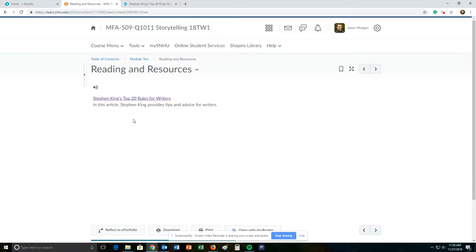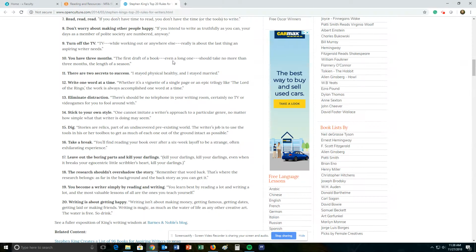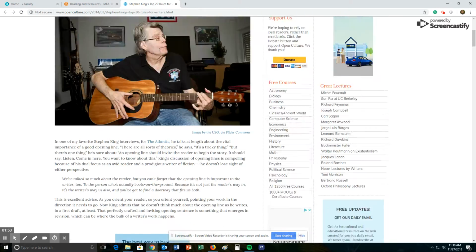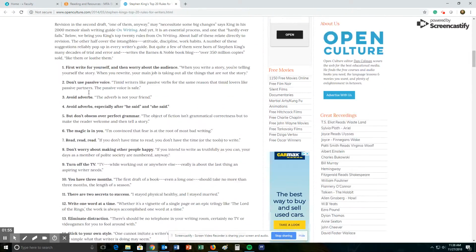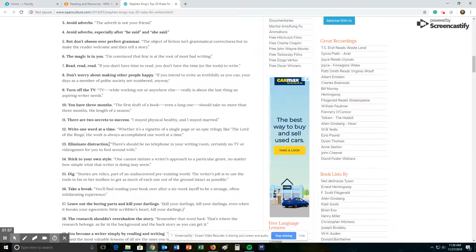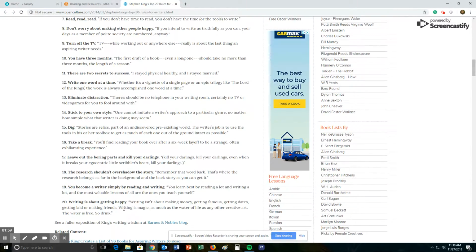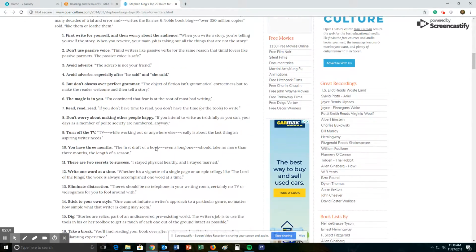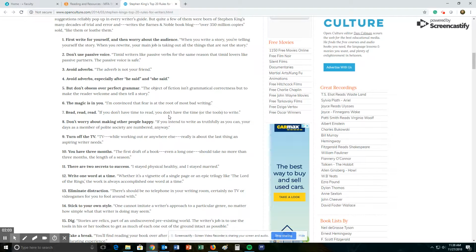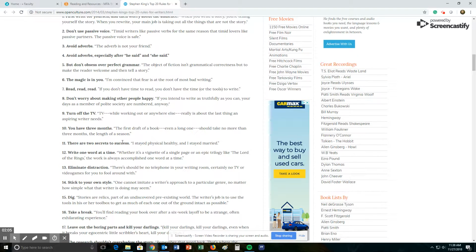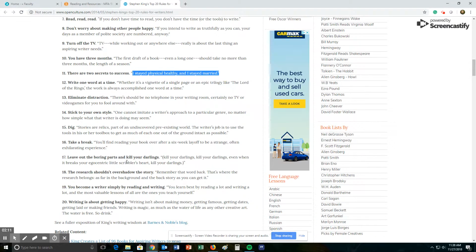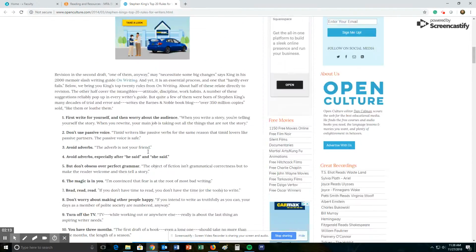There is this cool reading and resources, Stephen King's top 10 rules for writers. Whether or not you're a fan of Stephen King, this is an excellent article. Just read through these things. These are excellent, and I don't disagree with any of these. Well, there is one that some of you may disagree with: there are two secrets to success. I stayed physically healthy and I stayed married. That may not apply to everyone, just saying. But for the most part, these are good advice.